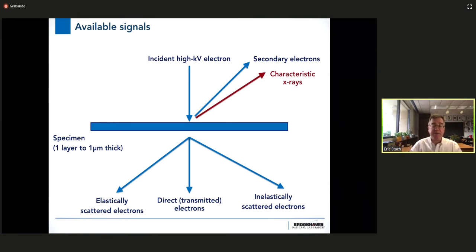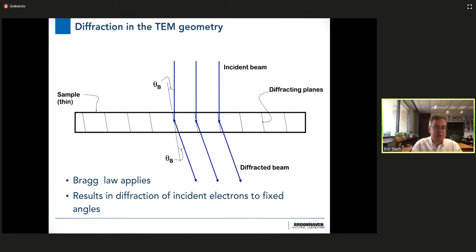The same thing happens in the TEM, but the geometry is specific. In this case, if you have a very thin sample and your planes are aligned in some direction, if they have an angle such that the incident beam is at the Bragg angle, you will see in the far field Bragg diffraction events. In the transmission mode, it's noteworthy that because we have a 100,000 volt or more electron, our wavelengths are very small, and this means that the Bragg angles we're dealing with are very small as well.